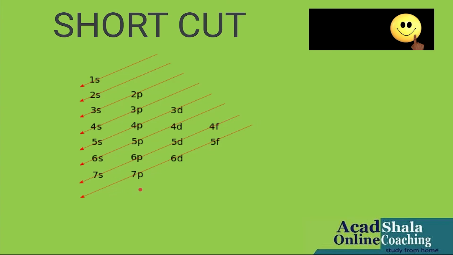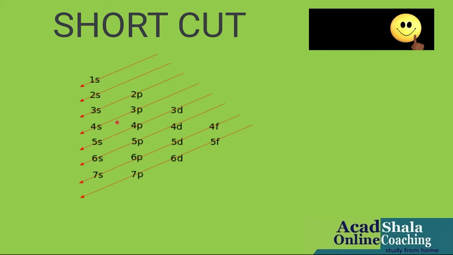Am I clear, children? So this is the filling of the orbitals when the line is going diagonally pointing downwards. This is known as the shortcut method. If you learn this very important shortcut method of how to draw: first you will write the orbitals like this, and then you will show the diagonal line pointing downwards. Then you will come to know the criteria of filling of the orbitals, which will be filled up first.